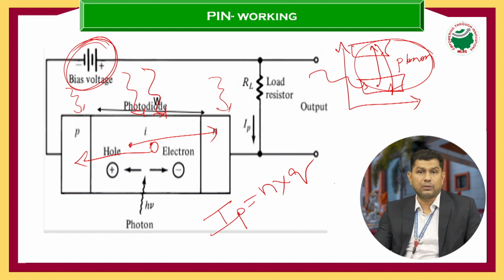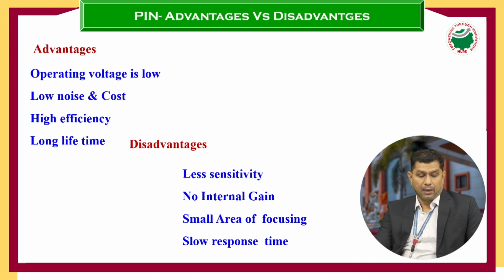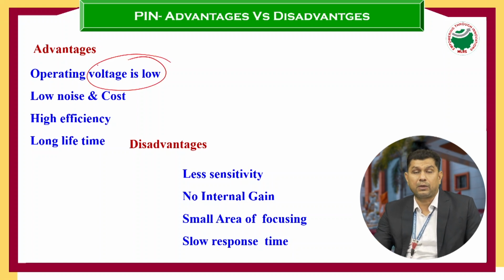Usually we operate pin diodes at low voltage. Because of the low voltage operation, the sensitivity compared to other photodiodes is a little less. Depending on the operating voltage, we will have different applications. But what are the advantages of the pin diode? Usually the operating voltage of the pin diode is very low. Here the reverse operating voltage is very low.